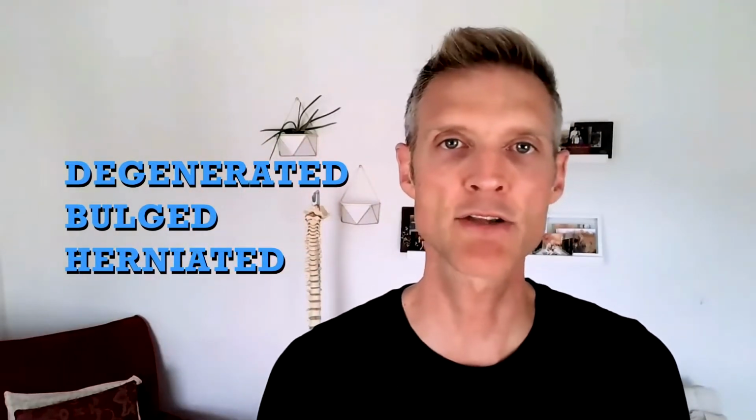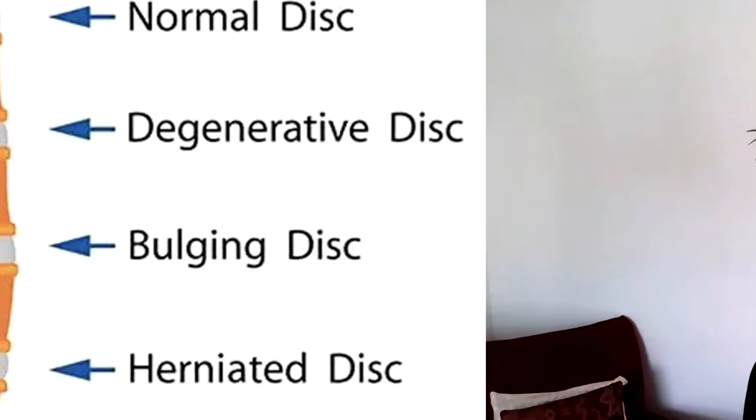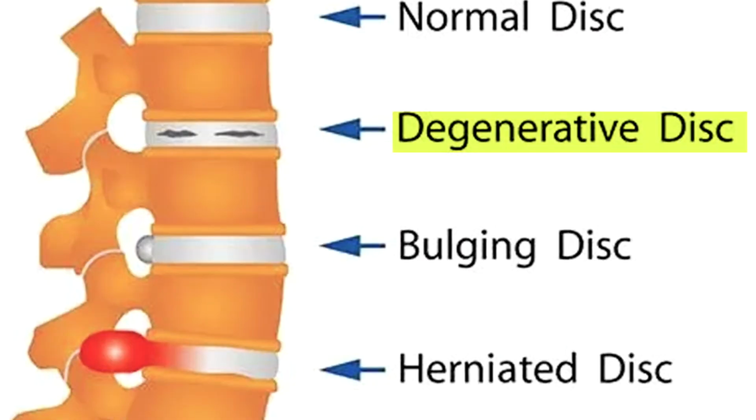So I'll explain each of those just quickly right here. With a degenerated disc, it loses the moisture, and you can think about that as the start of arthritis. When you have symptoms, that's when we call it an arthritis flare-up. When there's no symptoms, no pain, then degeneration is the typical term.